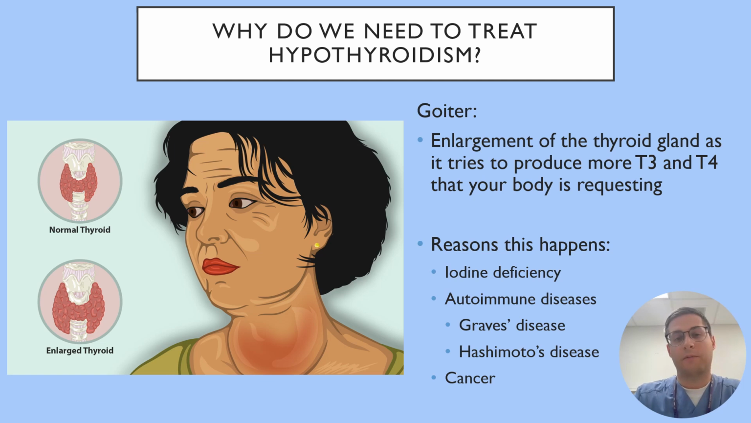You may have seen this before, but another issue that occurs with hypothyroidism is when the thyroid gland becomes enlarged. This is also called a goiter by your doctor. This is an enlargement of the thyroid gland as it continues to try to produce more T3 and T4 that your body is requesting. Reasons this happens can be because of iodine deficiency, autoimmune diseases like Graves' disease and Hashimoto's disease that cause an inflammation of the gland, and also cancer. Sometimes you can develop a tumor in the thyroid gland that can also cause enlargement as well.